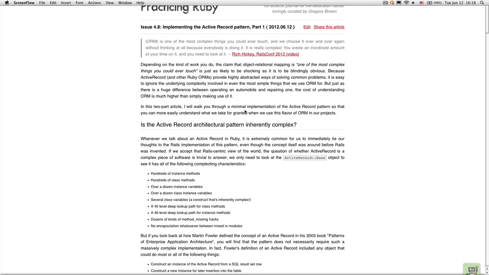But just as there's a huge difference between operating an automobile and repairing one, the cost of understanding ORM is much higher than simply making use of it.